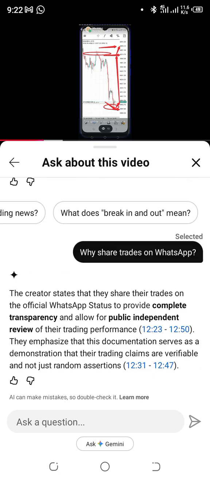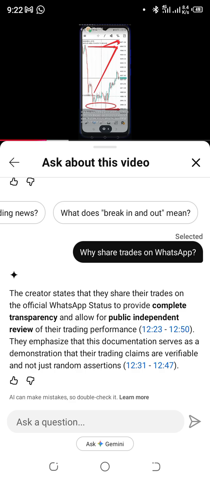So why share trades on WhatsApp? The creator states that they share their trades on the official WhatsApp status to provide complete transparency and allow for public, independent review of their trading performance. They emphasize that this documentation serves as a demonstration that their trading claims are verifiable and not just random assertions.